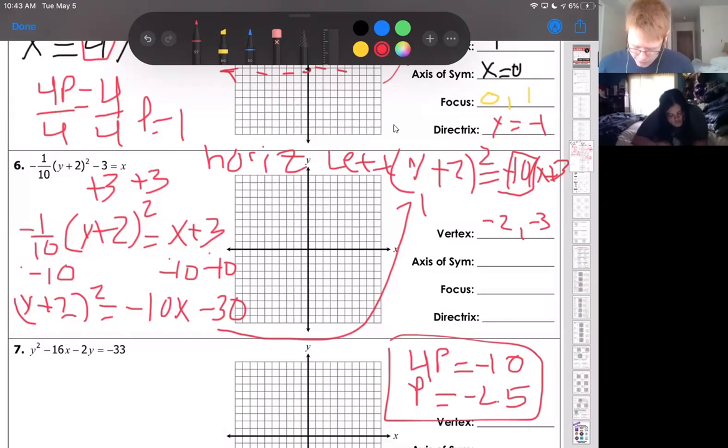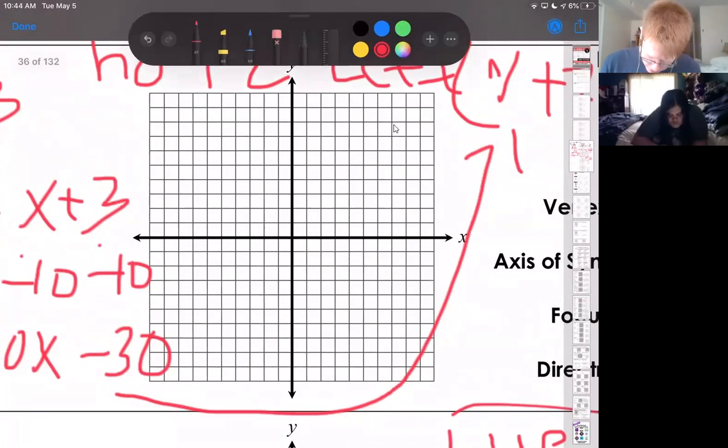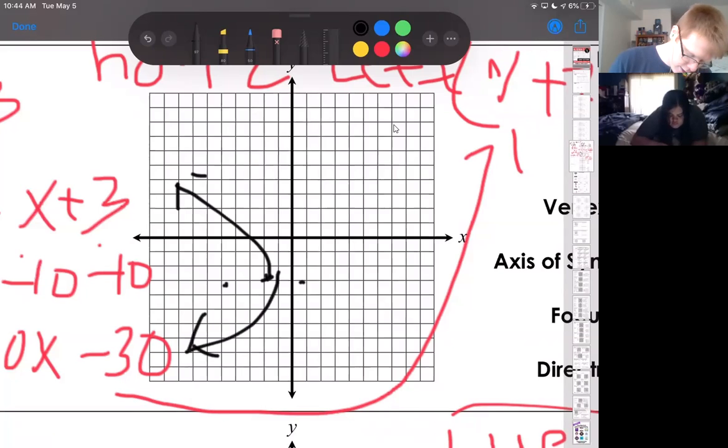Now we're ready to graph. We've got our vertex and we've got our p-value. Our vertex is -2, -3. Since it's horizontal, we're going to go left and right, and our p-value is 2.5. So you'd go over 2.5 to the left and 2.5 to the right. And we said it opens left. So this would be your focus point, and this would be your directrix.